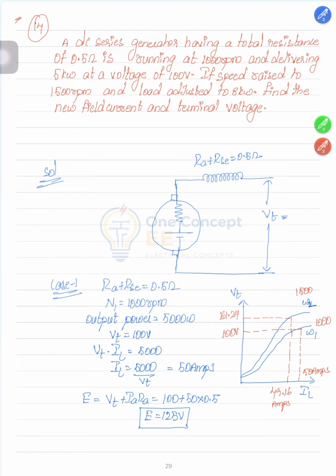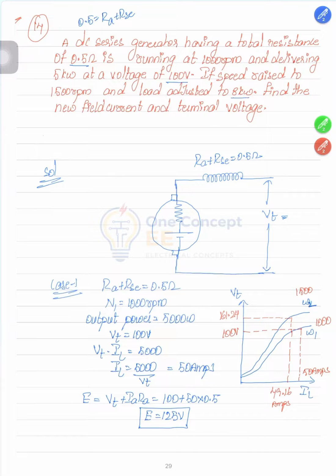Here it's given that it is a DC series generator with a total resistance of 0.5 ohm. This 0.5 ohm is the sum of armature resistance plus series field resistance. It is running at 1000 rpm and delivering a power of 5 kilowatt at a terminal voltage of 100 volts. If the speed rises to 1500 rpm, the load is adjusted to 8 kilowatt.